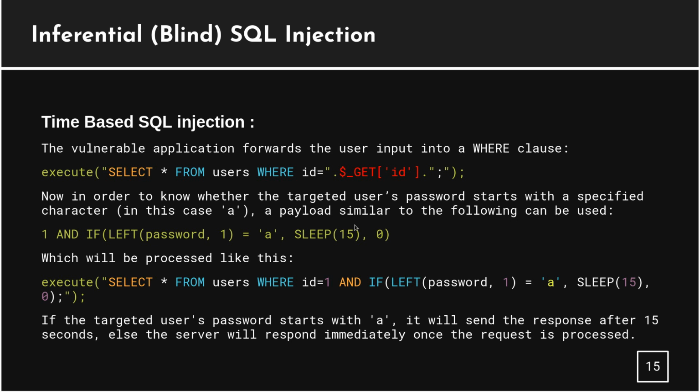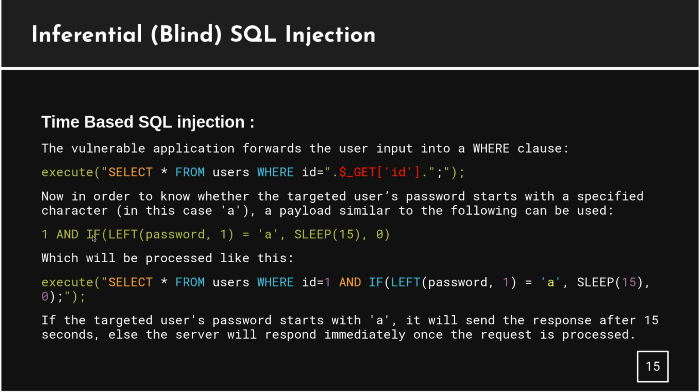Now, in order to determine whether the targeted user's password starts with a specified character, in this case A, because we want to start with A, we can use a payload similar to this one. So in the ID parameter here, we put this. Where ID equal to 1, we basically want to close the one here, and then LEFT(password, 1). This LEFT function basically takes one character from this column here, password, and takes it from the left. So basically the first character of password, it compares it to the letter A here.